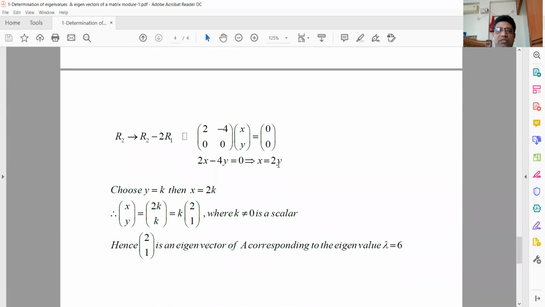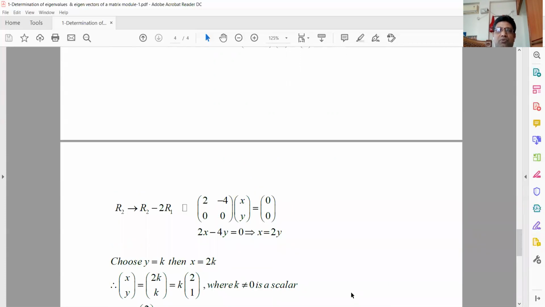So here I am choosing y equals k. If I choose y equals k, I will get x equals 2k. Therefore, my eigenvector x y: what is x? 2k. What is y? k. So I am taking this k outside: 2, 1, where k is not equal to 0. 100% it must be not equal to 0, otherwise you will get a zero eigenvector, which is not possible. So if I choose k equals 1, 2, 1 is the eigenvector corresponding to the eigenvalue lambda equals 6.